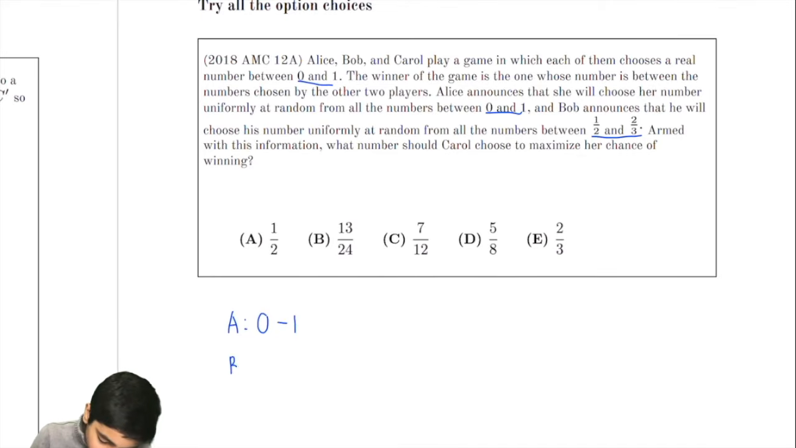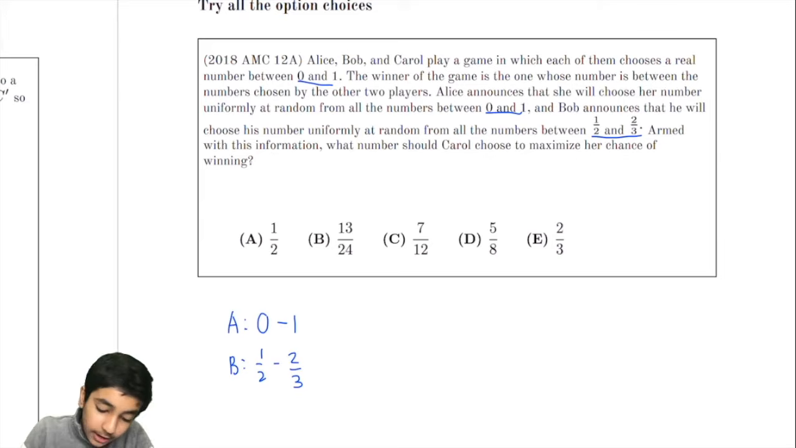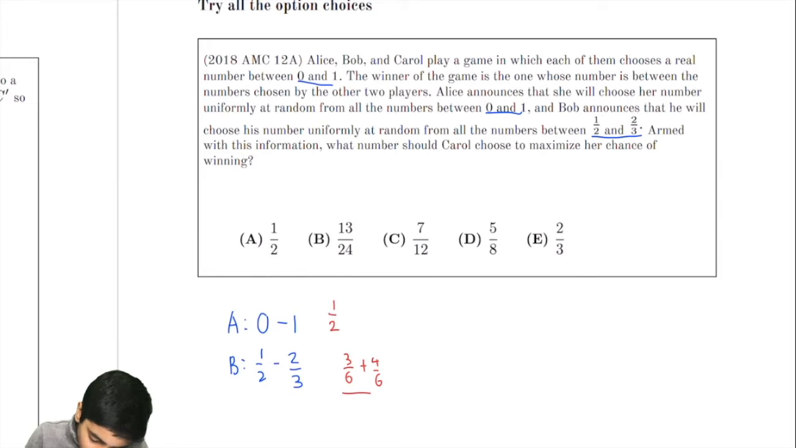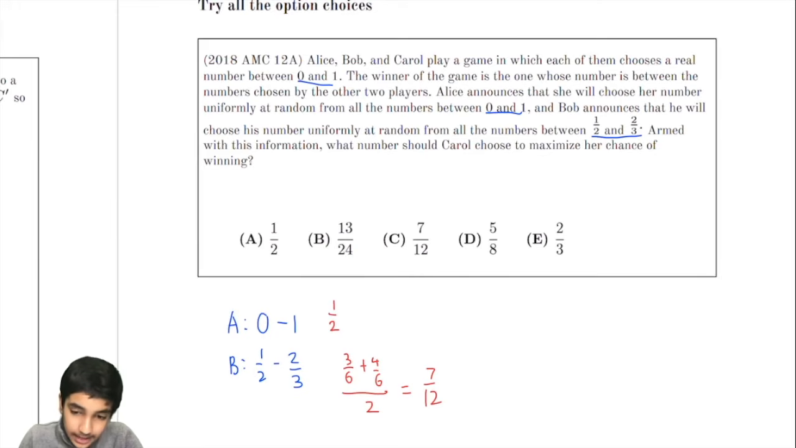B is 1/2 to 2/3. So we want to find a value of C that will maximize the chance of winning. The idea for this problem is A will have an expected number of 1/2. B's expected number is just going to be 3/6 plus 4/6 divided by 2, or 7/12. So C's number will have to be in between A's and B's expected number. So the number Carol should choose has to be in between 1/2 and 7/12.